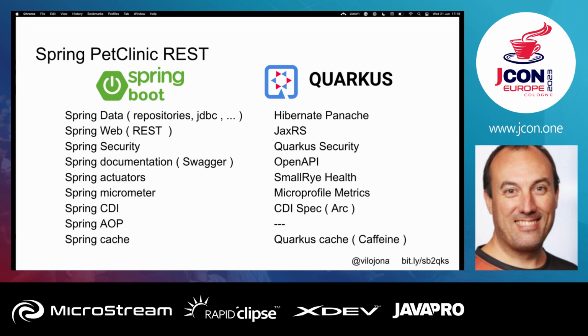to migrate. So this Spring Pet Clinic has all of those libraries: data, web, security, documentation, Swagger, actuators, micrometers, CDI, aspect-oriented, and cache. So there are several libraries that are used commonly in several projects. But in Quarkus, we need to move to other libraries. We need to go to Panache, JAX-RS, Quarkus Security, OpenAPI, SmallRye, different libraries. So we need to do a migration.